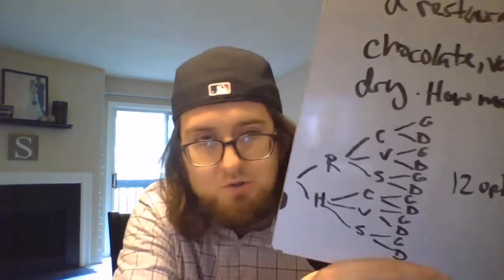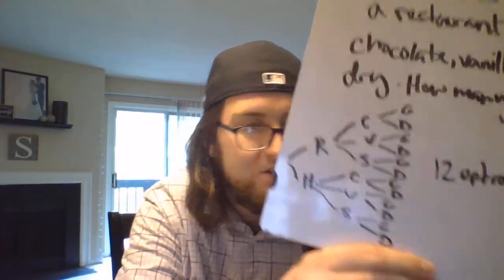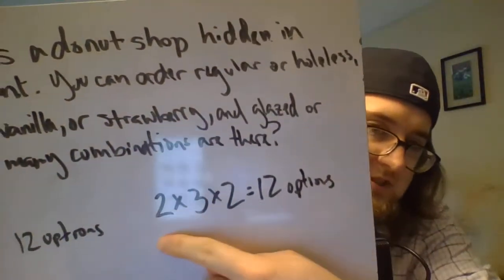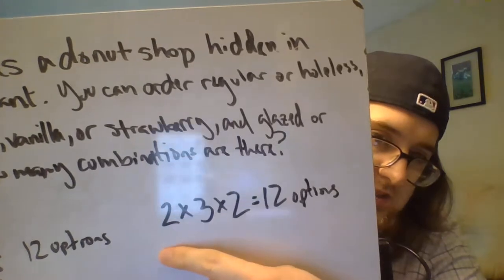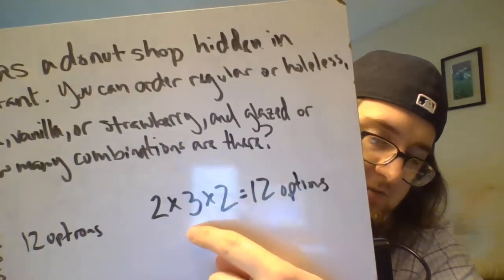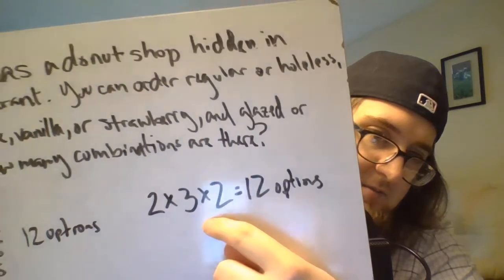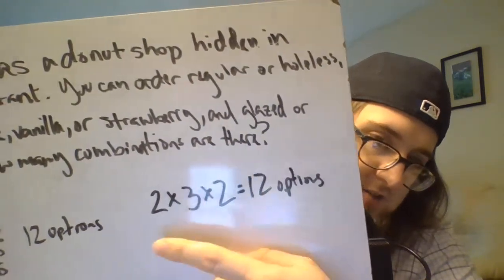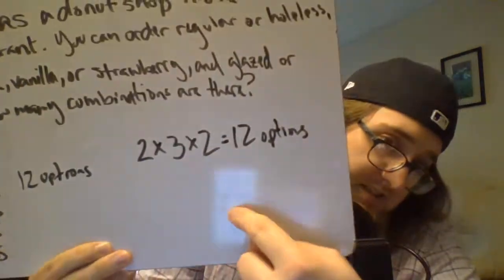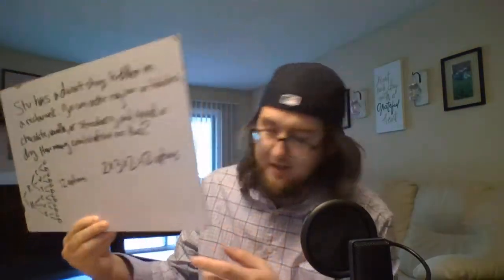Or you can do it the much easier and more efficient way. You had two options, regular or holeless. That's two. Times our three options of vanilla, chocolate, strawberry. That's three. Times our two options of glazed or dry. Two times three times two, 12 options. Same answer, a lot less time. That's the method you want to use right there.